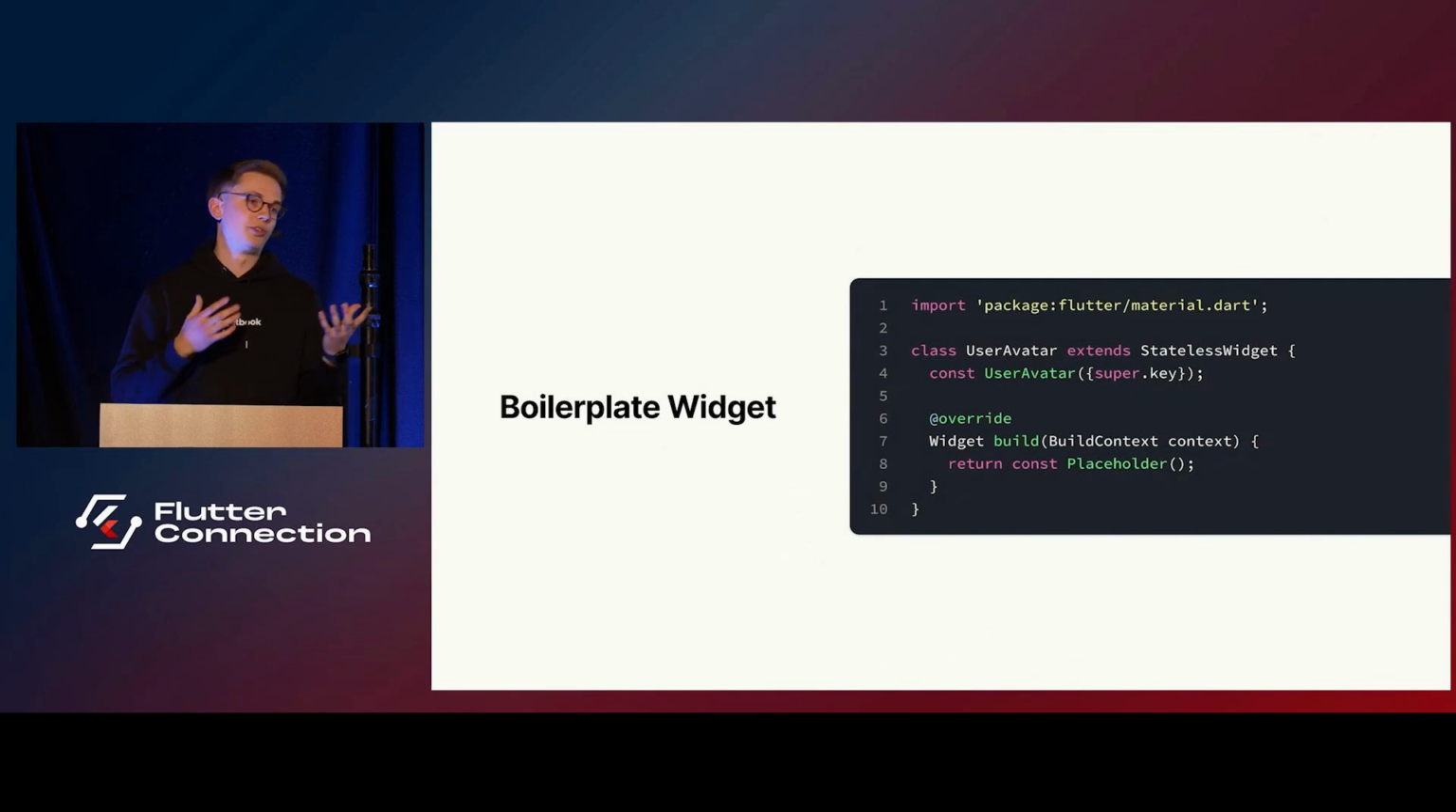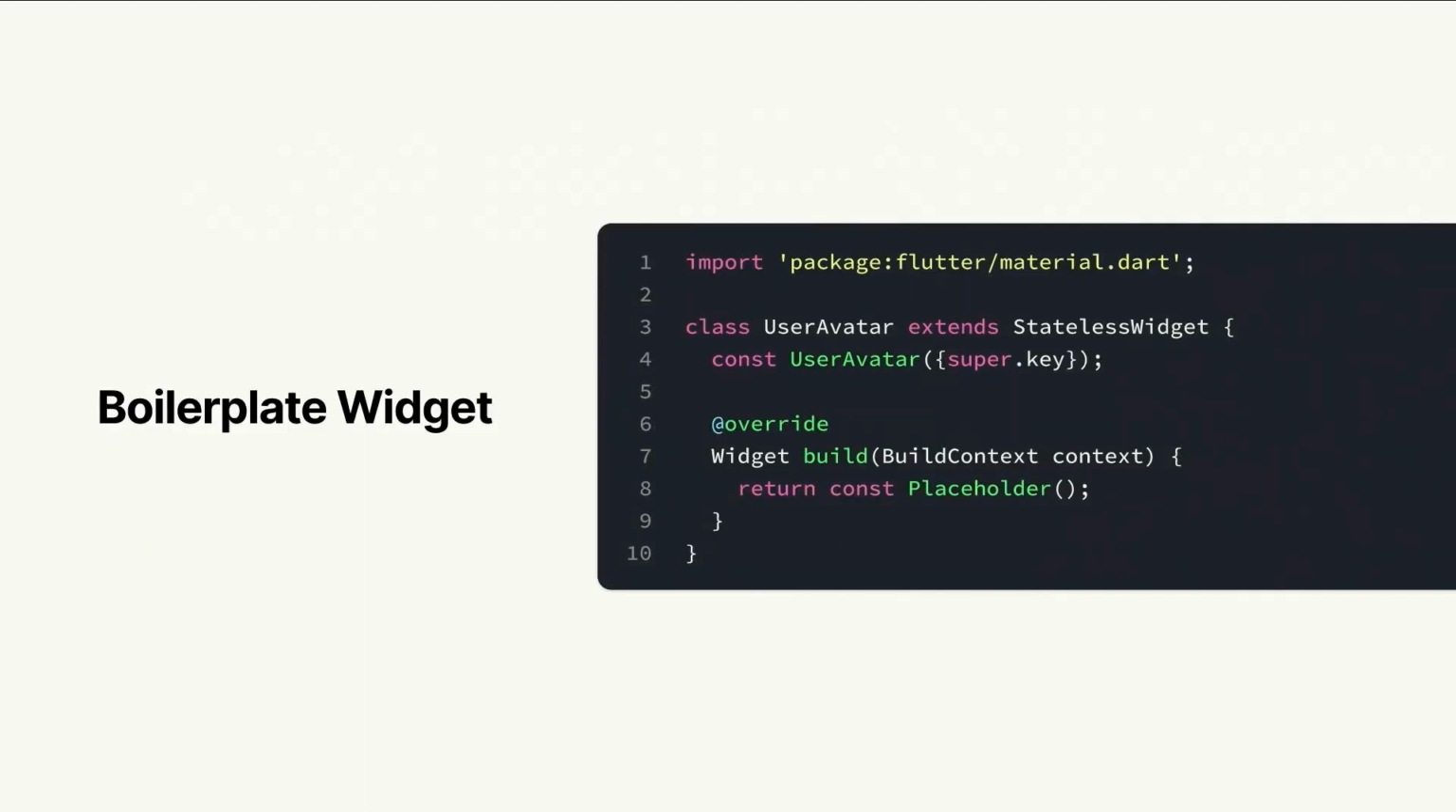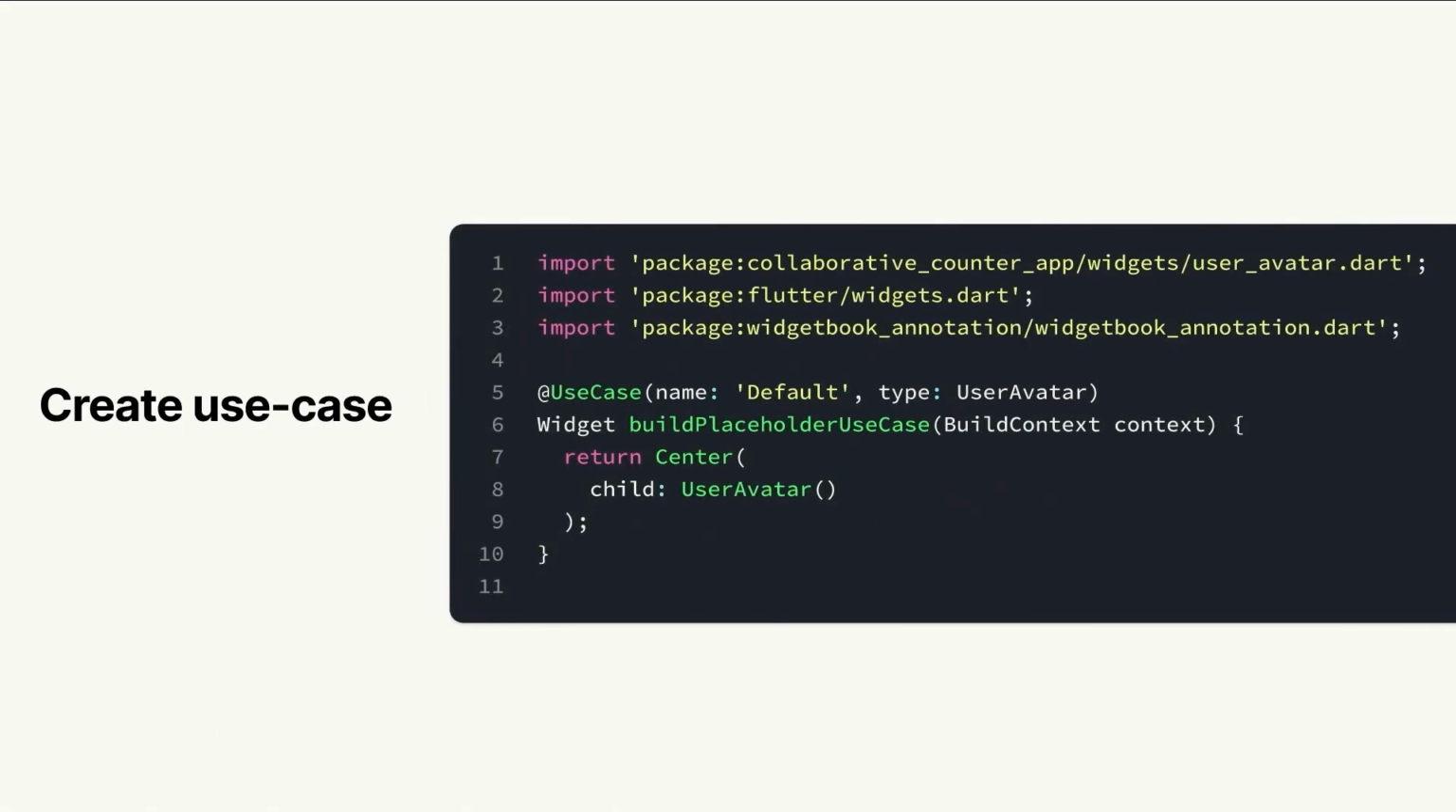Now, the actual challenge was we want to build reusable components. So how do we do it? We're doing it by, first of all, providing the boilerplate widget. And what we do here is we just write our user avatar. And for now, we are only returning a placeholder. And afterwards, we are cataloging that widget in Widgetbook so that we are able to preview it in Widgetbook.